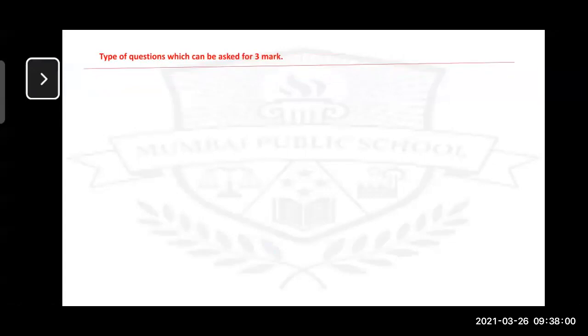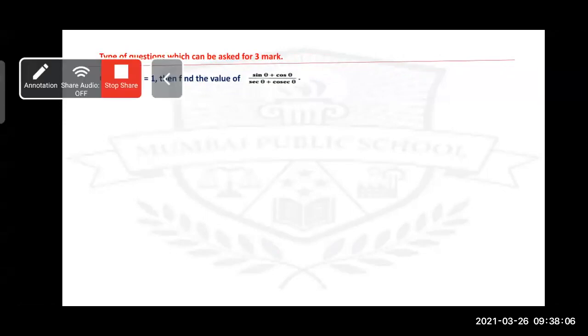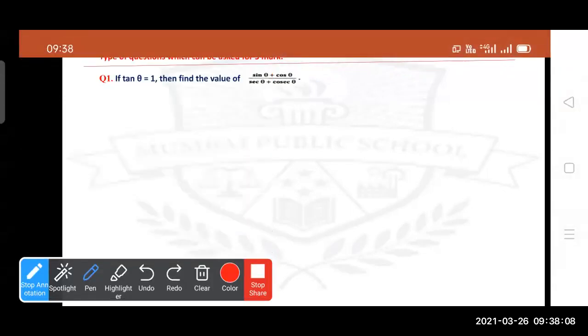For 3 marks, tan theta is given, find the value of this. For this, first see, tan theta is given, then here we require sine theta, cos theta, sec theta, cosec theta, and this question can be asked for 3 marks. So first you find sine value, cos value. Okay, then how we will find?